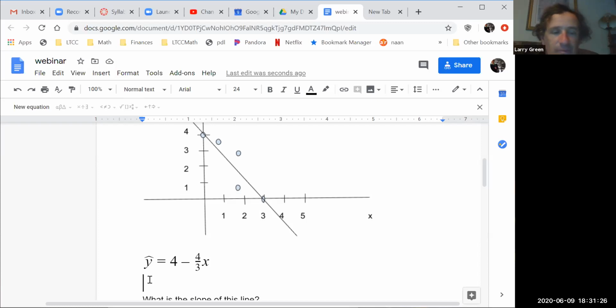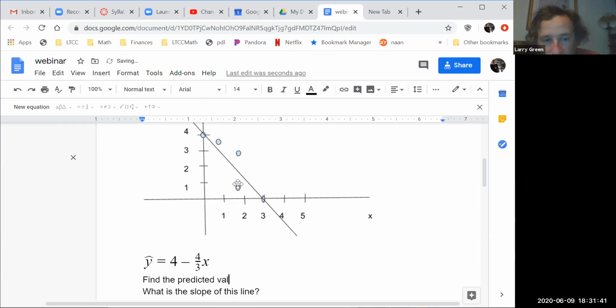Okay, so what we can now say is, for example, find the predicted value for x equals, how about 1.6. Okay, maybe I'll do 1.6-ish, which is 5/3.